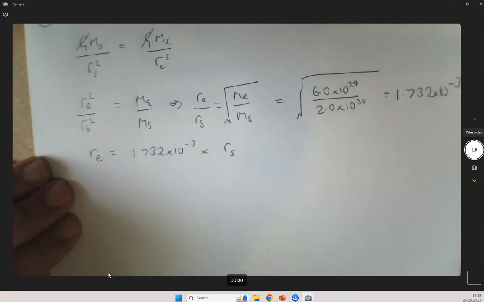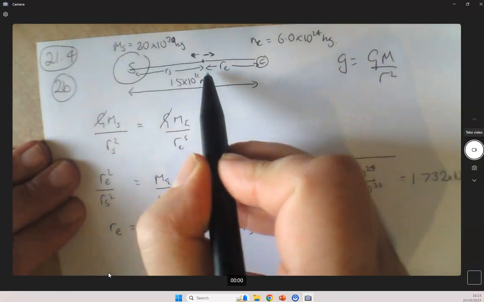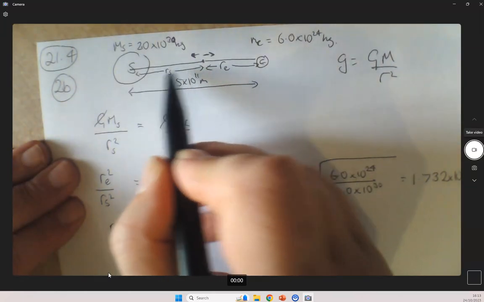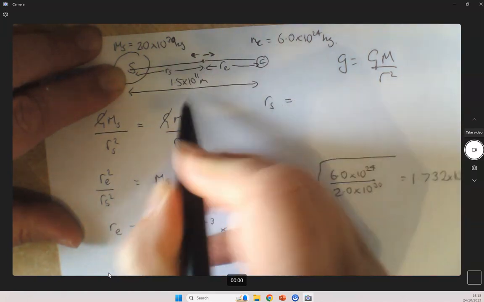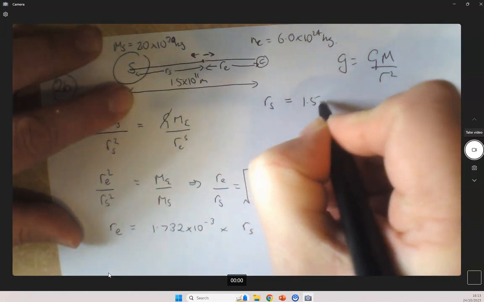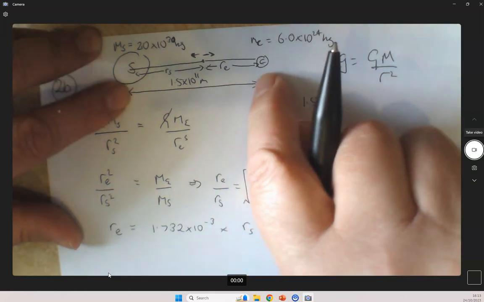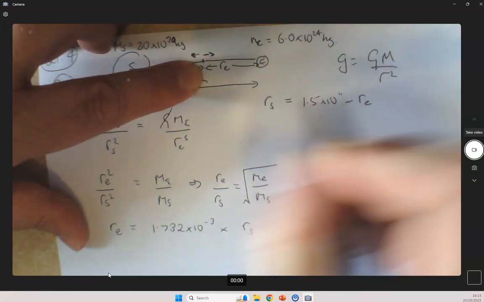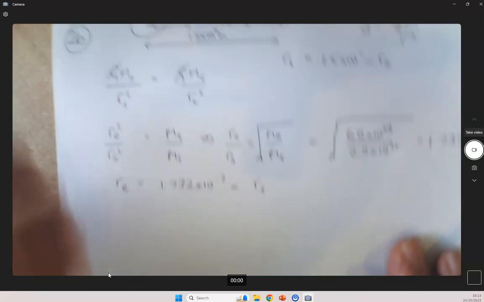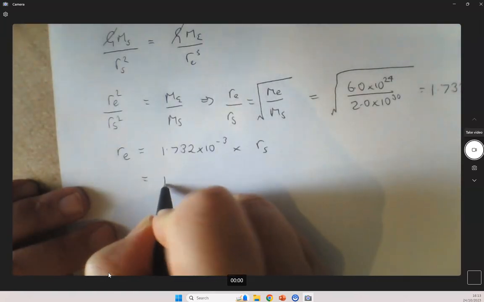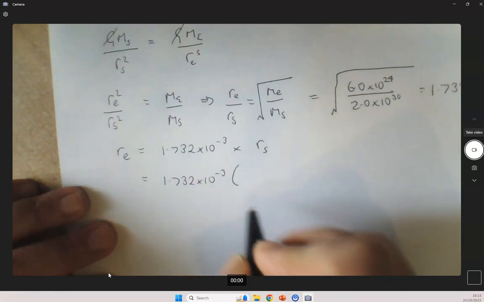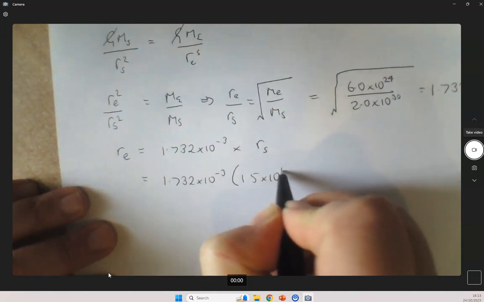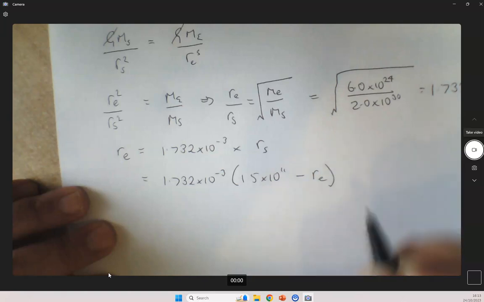But we've got something slightly better that we can write, because if I look at the top up here, I can see that RS, the distance from here to here, is equal to 1.5 times 10 to the 11, the whole thing, minus the distance RE. So I can substitute that in. So I've got 1.732 times 10 to the minus 3 times 1.5 times 10 to the 11 minus RE.